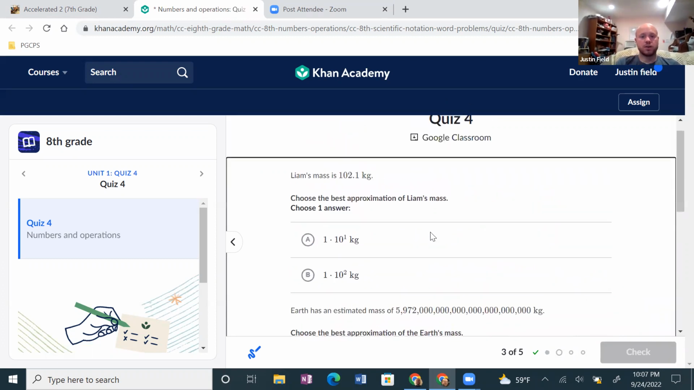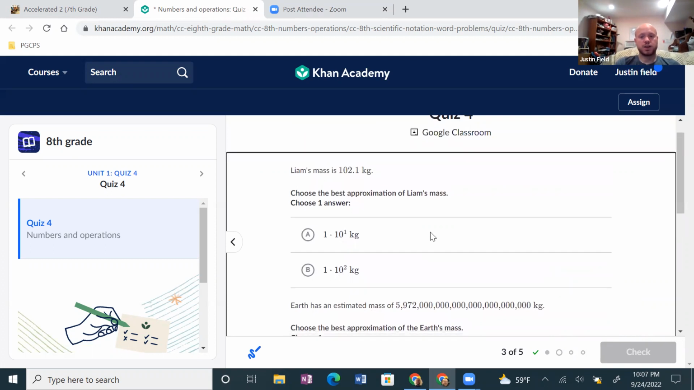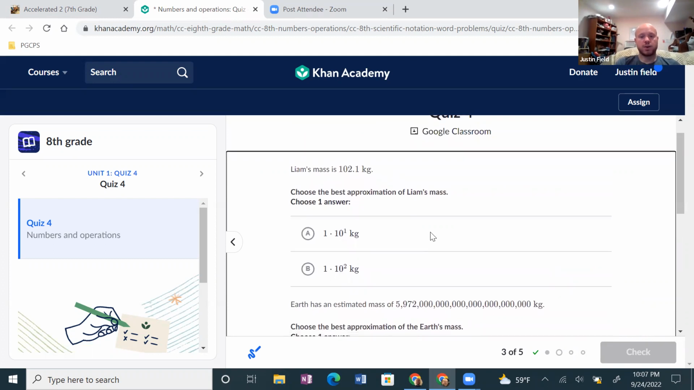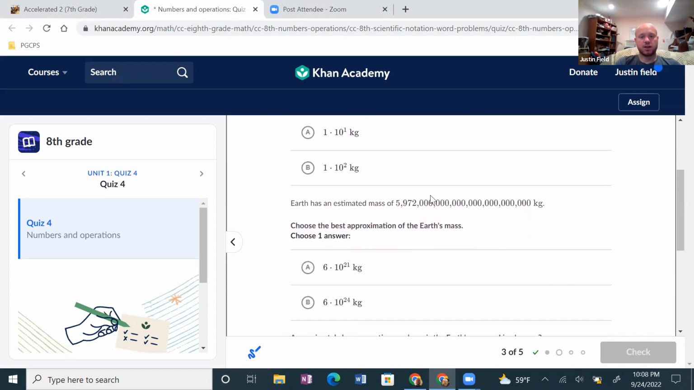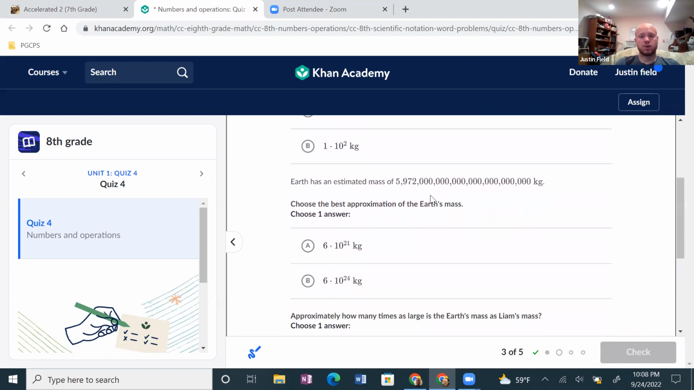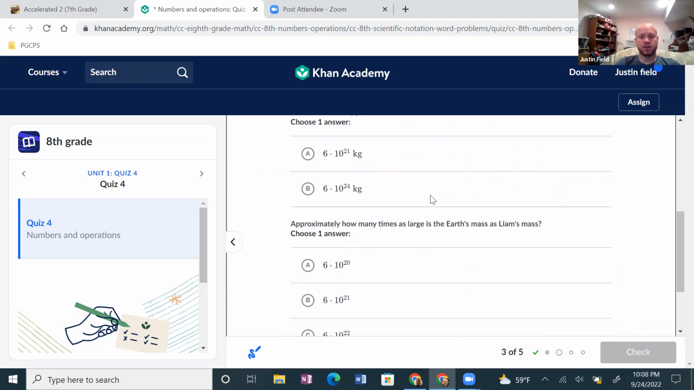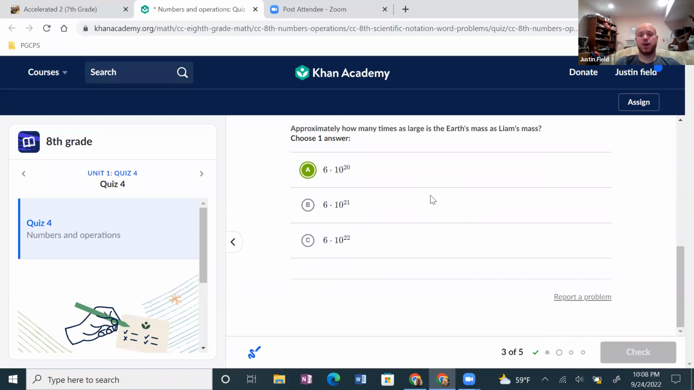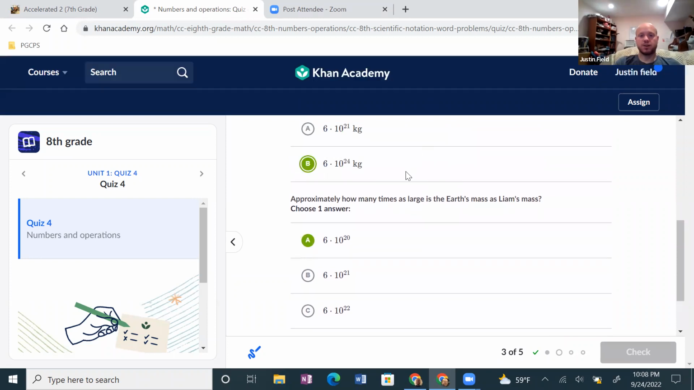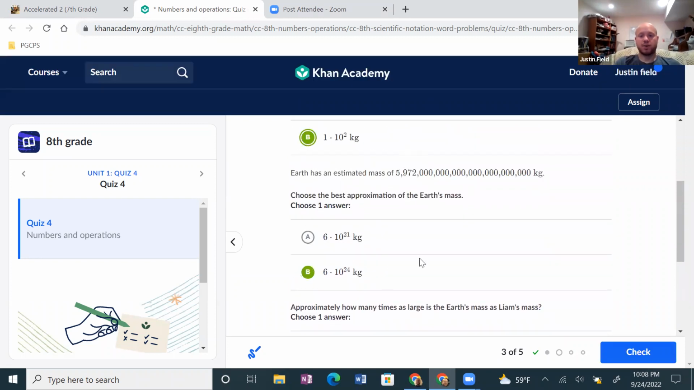But okay, so let's see, Liam's math. So you're going to just convert that number to scientific notation, and this one, convert that to scientific notation and approximate. And then here we want to divide the two numbers. When you divide the two numbers, what do you do with the exponents? You subtract them. You remember that? So I will let you give that one a try.